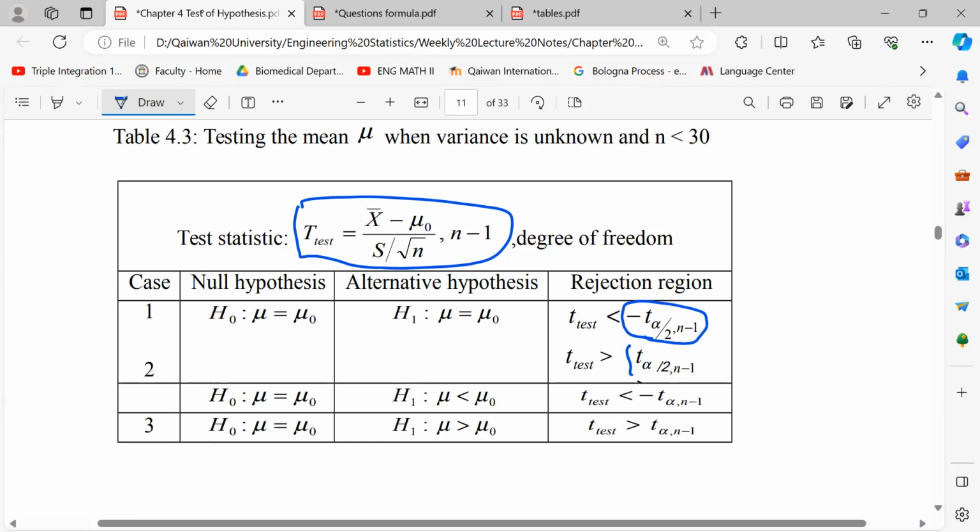If the T test statistic is less than minus T of alpha over 2 and n minus 1, or if it is greater than T of alpha over 2 and n minus 1, in these two cases, we reject H0. H0 states that mu equals mu naught. If it's between them, we don't reject H0 and we choose H0; H0 is true. But if we reject H0, we choose H1. And these are the same as above.